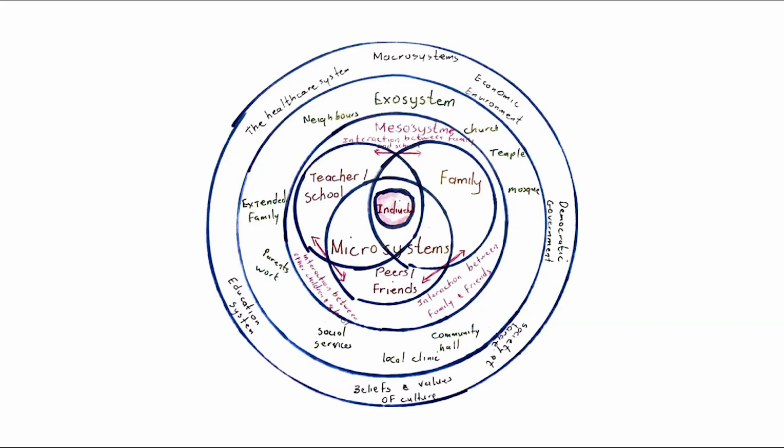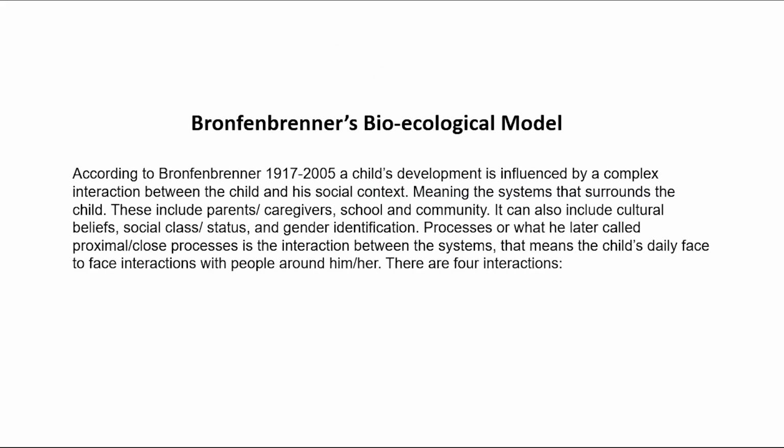Bronfenbrenner's bioecological model. According to Bronfenbrenner, 1917 to 2005, a child's development is influenced by a complex interaction between the child and his social context, meaning the systems that surround the child.